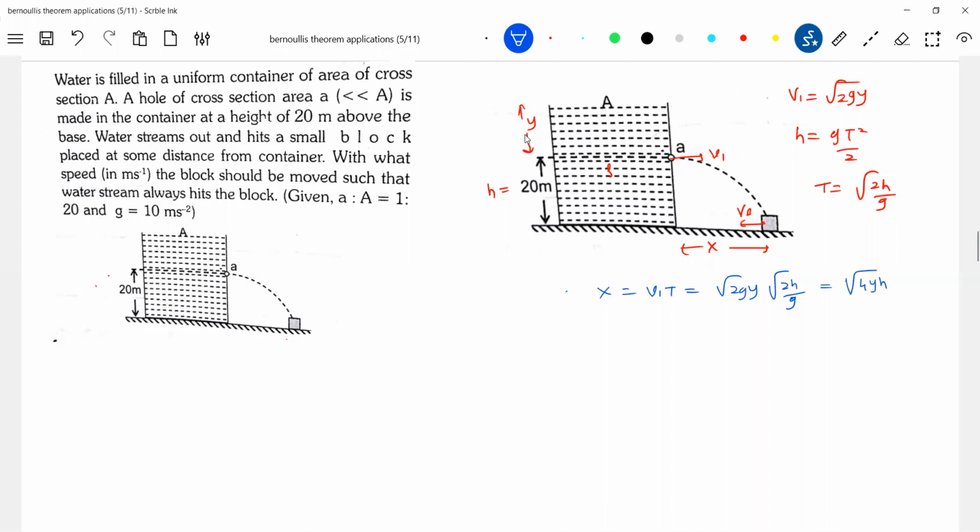Keep this in mind. What will be the velocity of the block? dx by dt. So what is x? X we know, root of 4yh. So here the derivative of root of 4yh, this 2 also will come outside. Derivative of 2 root yh.